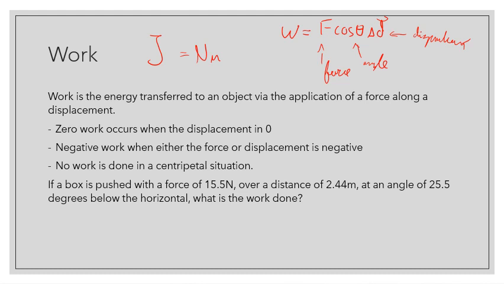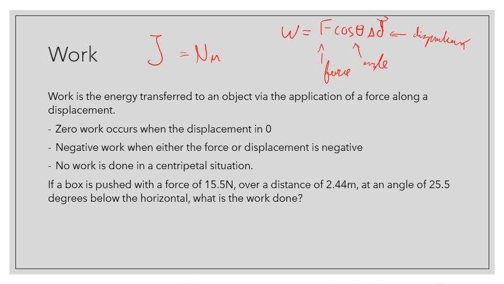So here are a few notes on work. Zero work occurs when the displacement is 0. Negative work is when either the force or the displacement is negative, and no work is done in a centripetal situation.